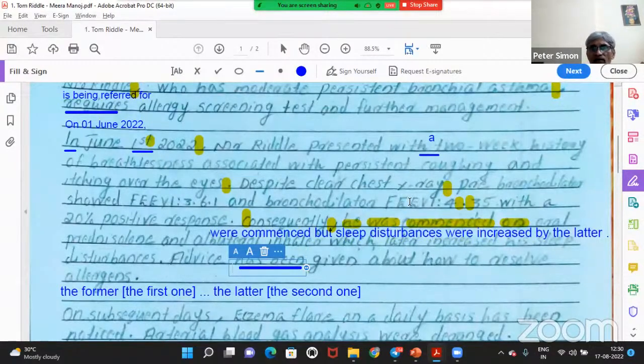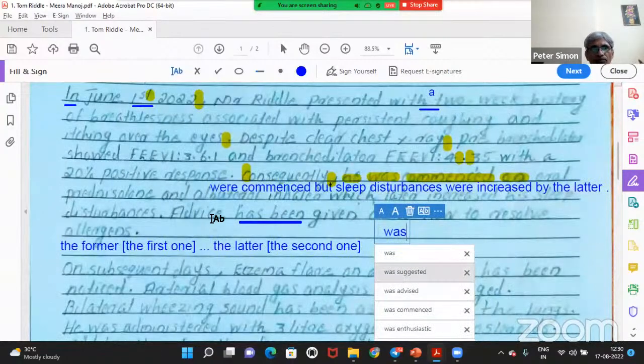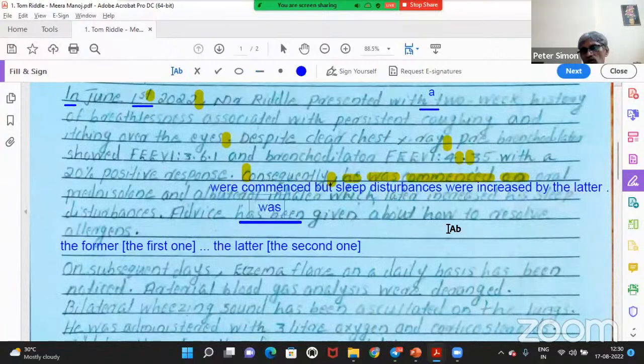So was commenced, were, everything is fine. Okay. But here why this one? So advice was given about how to resolve allergens. Instead of about, you can say regarding. About is not a very special word. About what? Anybody can say, even a person who does not know English also can say about what. They're simple words. So regarding, concerning, relating to.